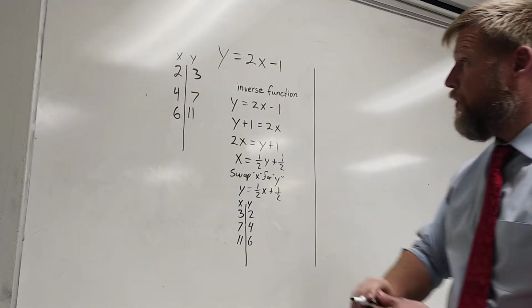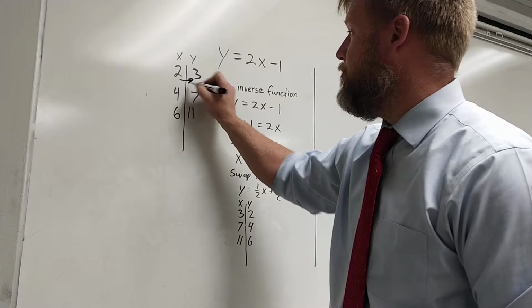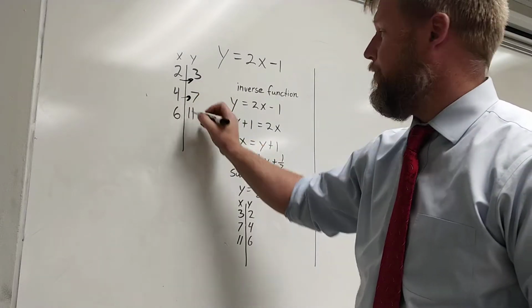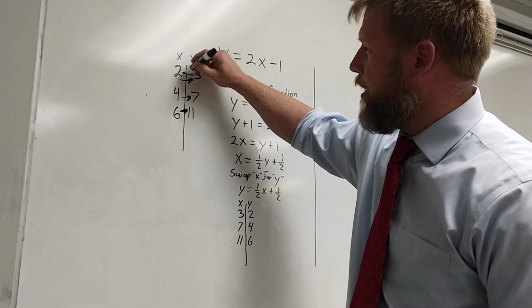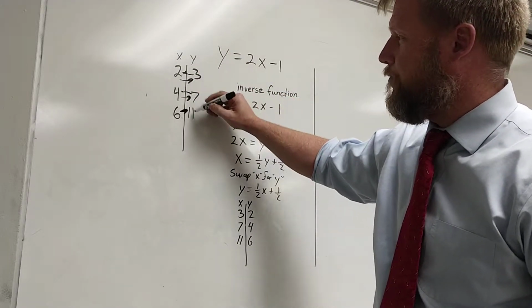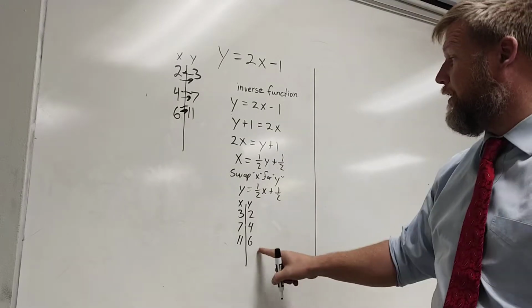So this one gives me, every time I put in a 2, I get a 3, I put in a 4, I get a 7, I put in a 6, I get 11. This one lets me go the other way and says, when I put a 3 in, I get a 2, I put in a 7, I get a 4, and when I put in an 11, I get a 6.